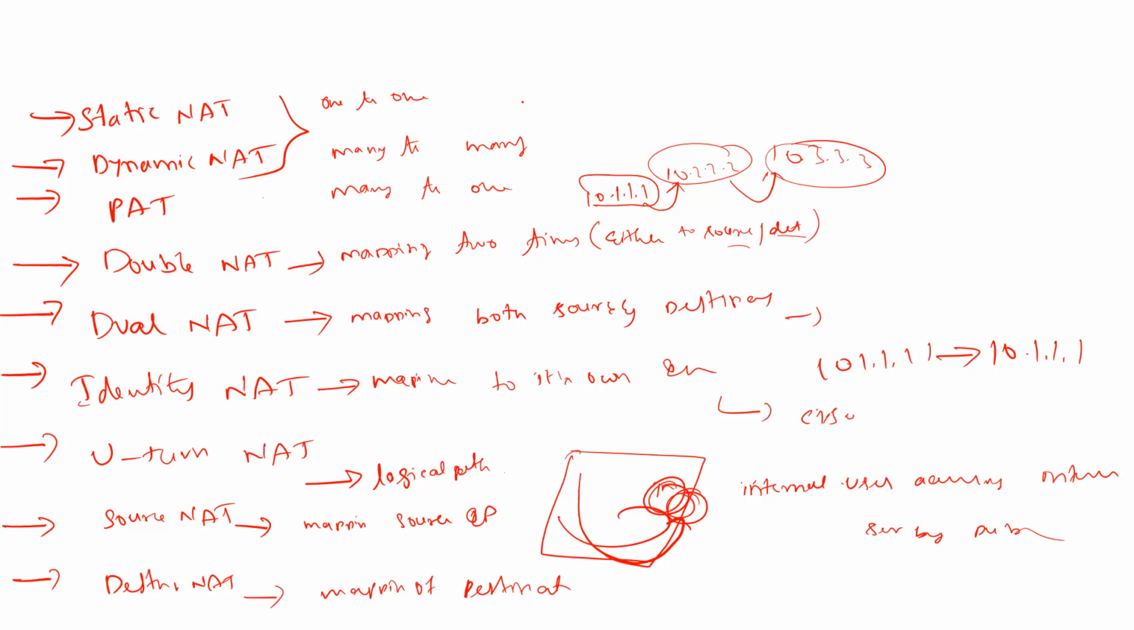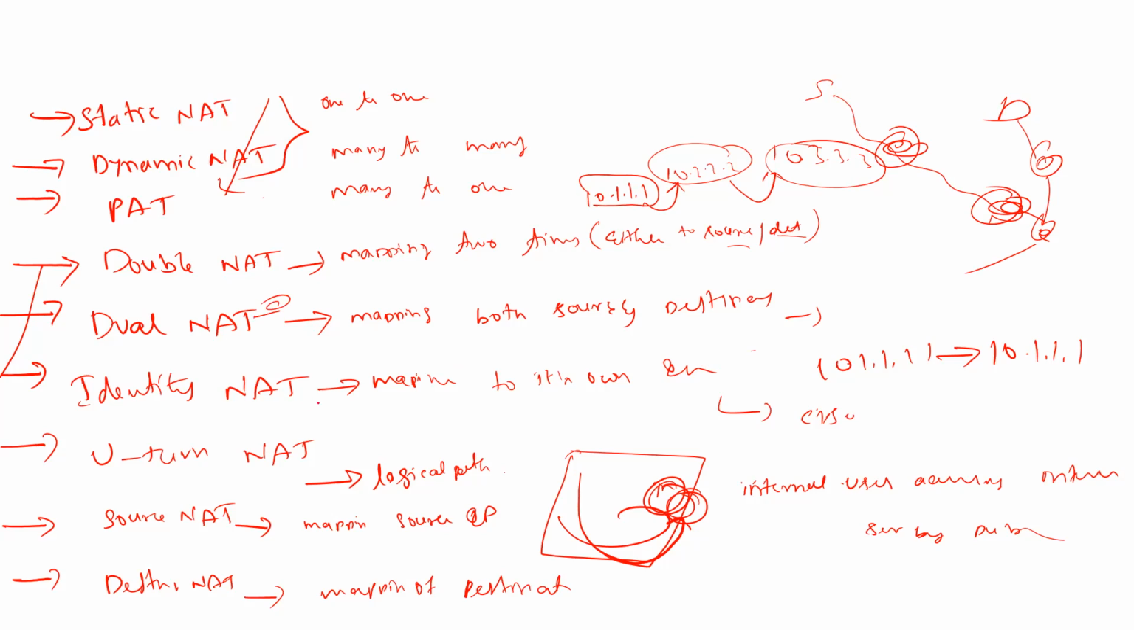Based on these three NATs, we have these other kinds of NATs. Double NAT is mapping of one IP address two times. Either source or destination, while traveling in the network, this source IP will be mapped two times, one time with another IP and one time with another IP address. Destination IP is also like that. So mapping two times is called double NAT, and dual NAT is mapping of both source and destination IP addresses.